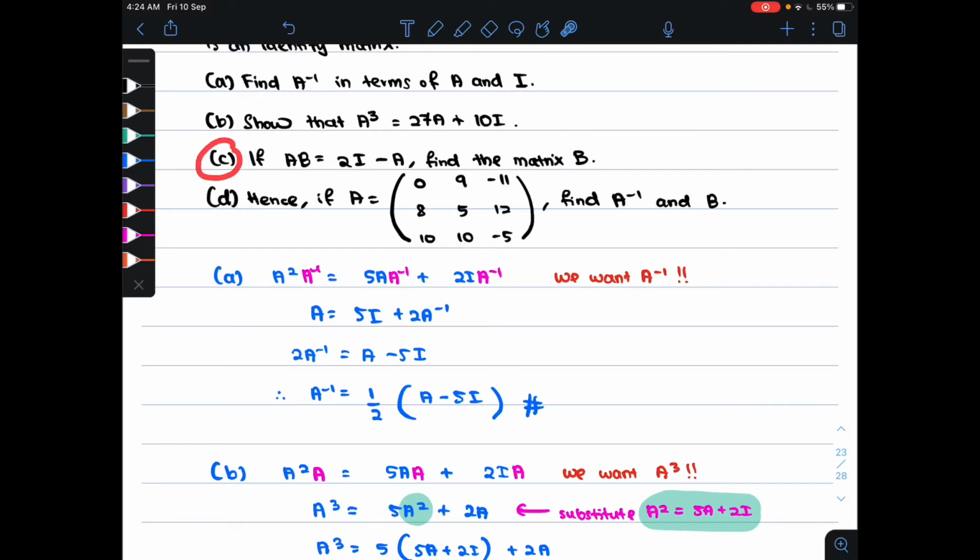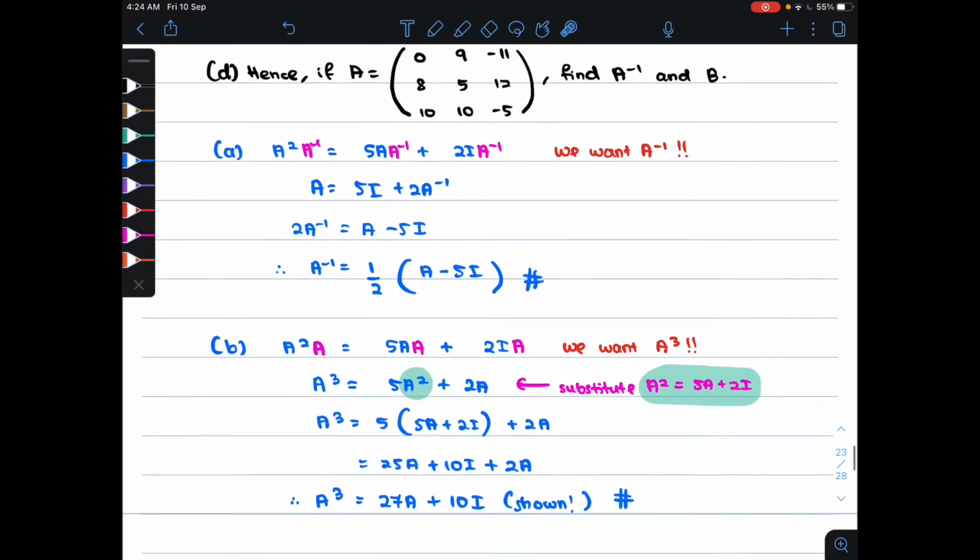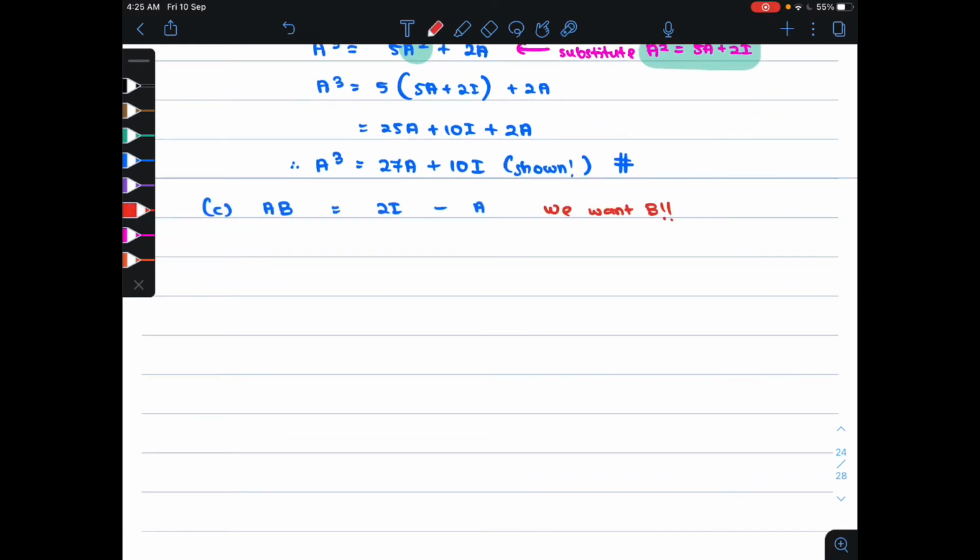So, for part C, we are given AB equal to 2I minus A, and we need to find matrix B. So, we're going to use this information given to us. And we only want B, which is here. So, we don't want A. Okay, so how do you eliminate A? So, kalau kamu ada A and then kamu nak hilangkan A, maksudnya kamu darab semua ni dengan A inverse. Sebab recall, A times A inverse ataupun A inverse times A, that will give you I. Alright? So, that's how we eliminate A.